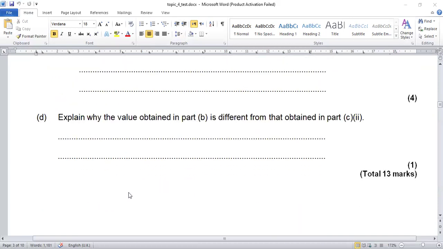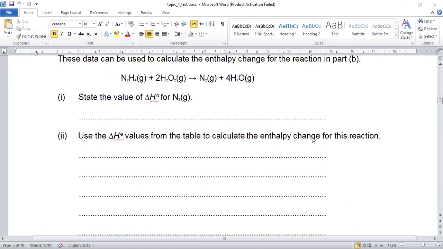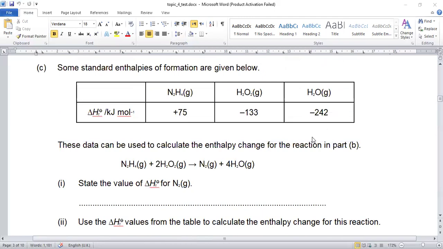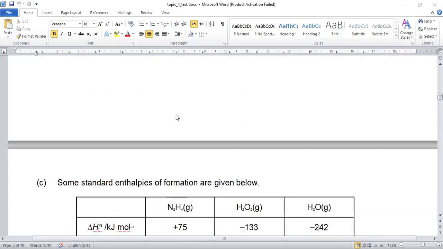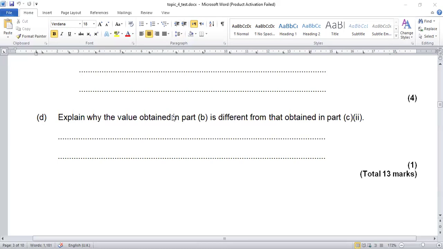Here it says, explain why the value obtained in part B is different from the value obtained in part C. Can you conclude why the value differs when we depend on different methods, delta H formation here and bond energies here? Because this one is exothermic and the other one is endothermic. So what makes the difference?